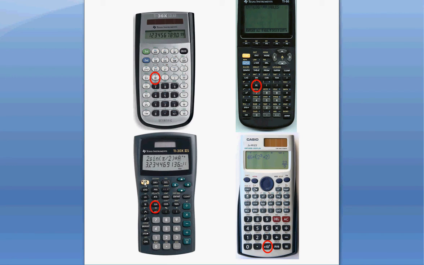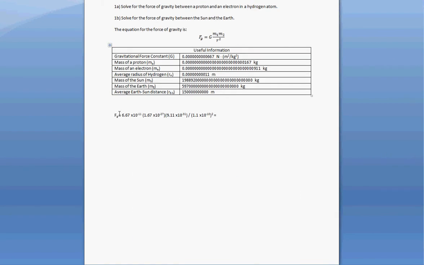So you'd have to hit the second button first above the 7. And here they change it up. It's times 10 to the x. So you will see it as different on some calculator variations. What I'm going to do is show you how I'm going to enter this number here, 6.67 times 10 to the negative 11th, on a calculator.